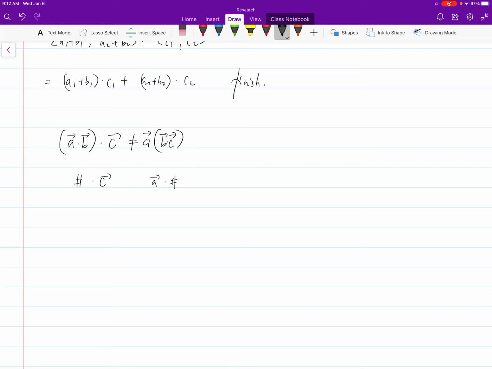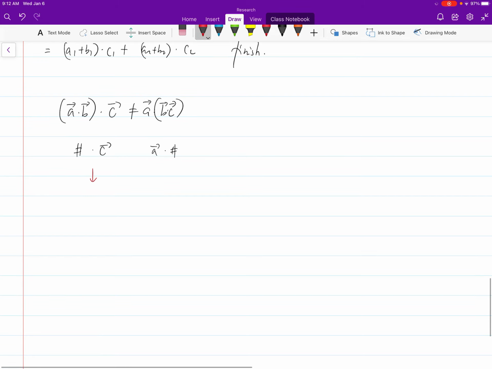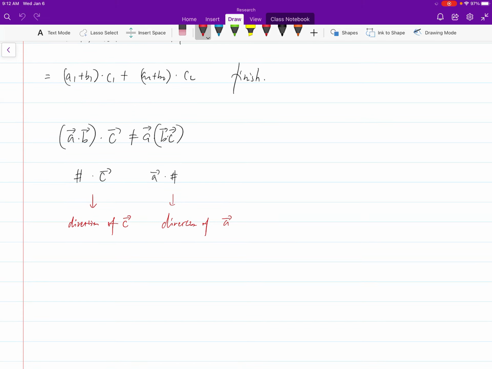And what do you mean by a vector times a number? That means I'm going to rescale C, and I'm going to rescale A. So no matter what, this one will be in the direction of C, because you keep the direction. This one will be in the direction of A. So no matter whether they have the same size or length, they will not have the same direction in general. So these two are not the same. But for numbers, this clearly is true.